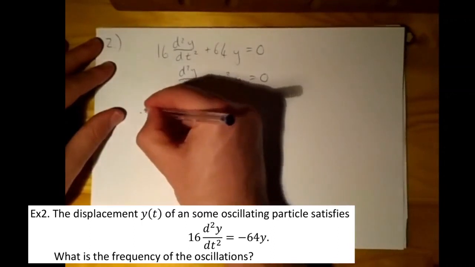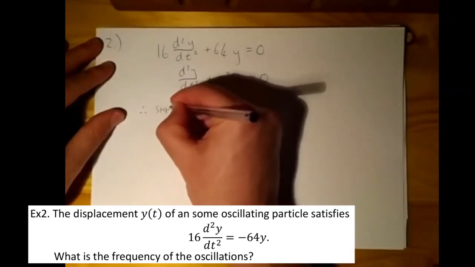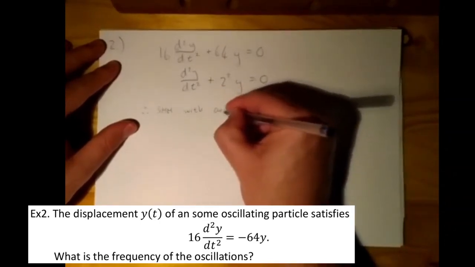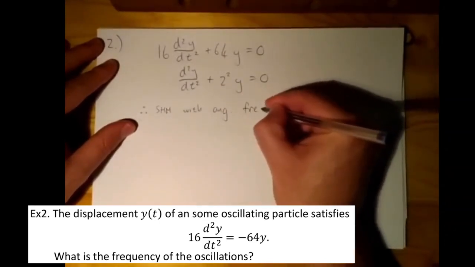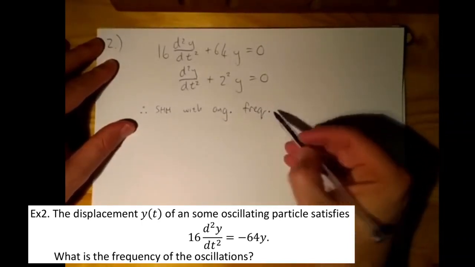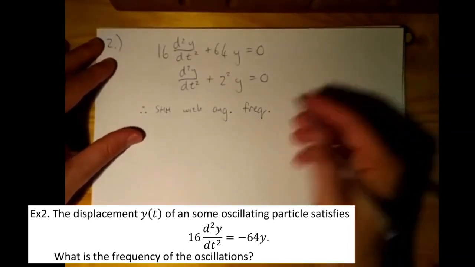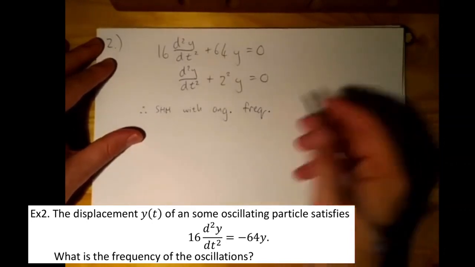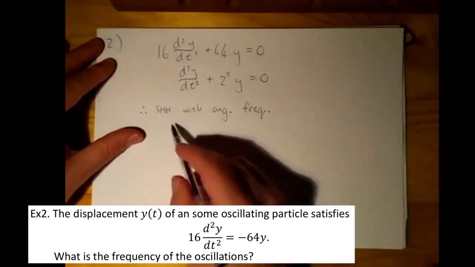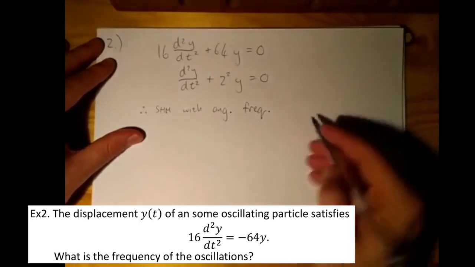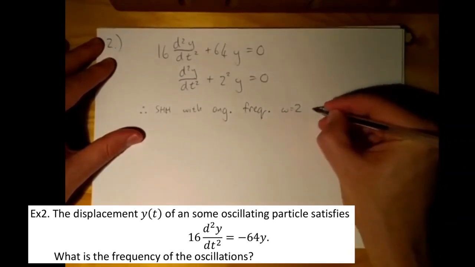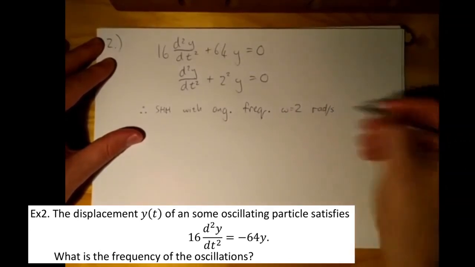So thus, what is this? This is simple harmonic motion with angular frequency, and please don't abbreviate like this in your tests and exams. It's just for brevity for me. And so this is simple harmonic motion with angular frequency omega equal to 2 radians per second.